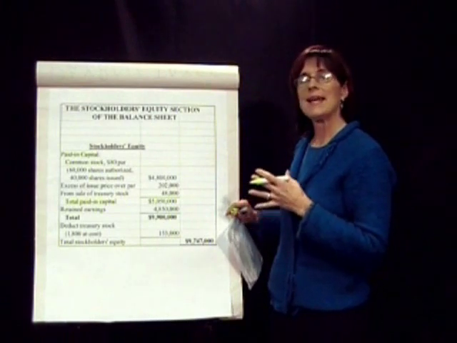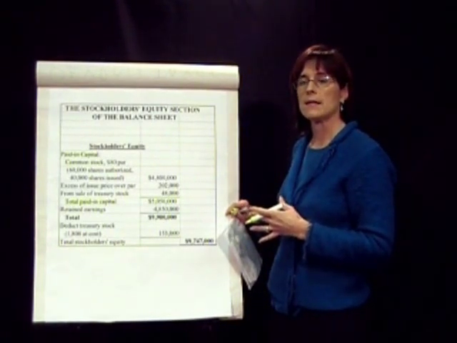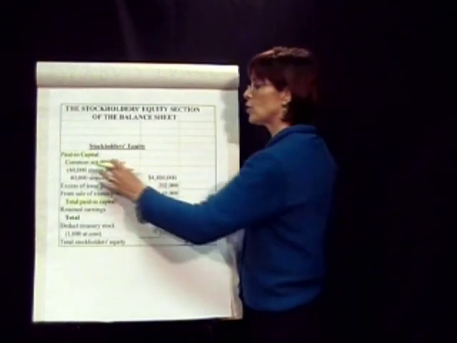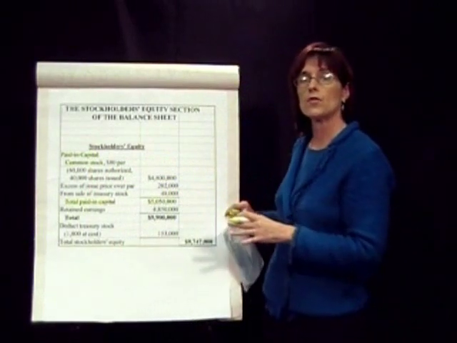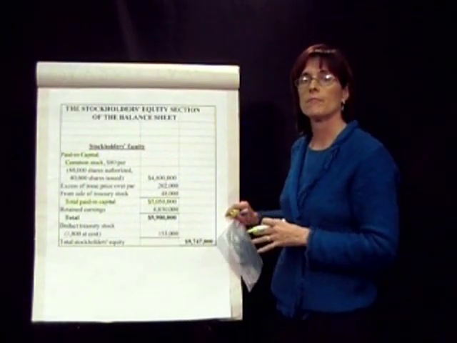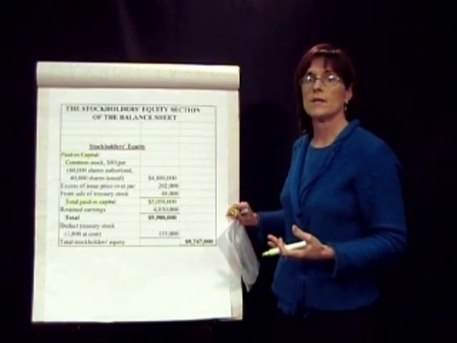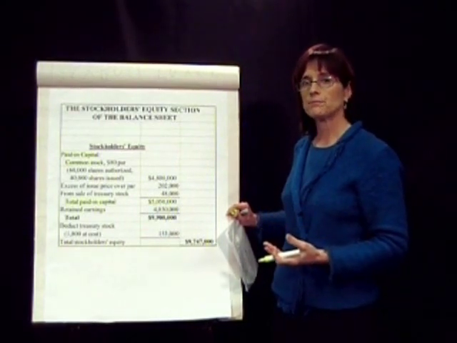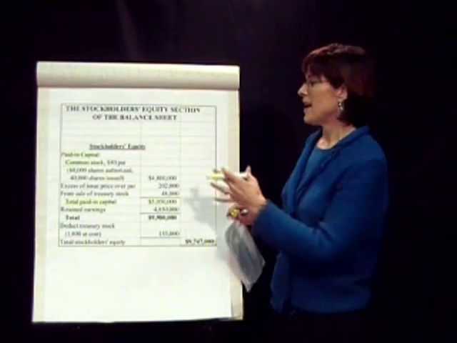In here we will see different classes of stock if the company has more than one class. But every corporation will have common stock. And you'll see that list up here first. Common stock is listed first in the paid-in capital section. Common stockholders are the owners of the company. They have voting rights. They also have a right to receive dividends if they're paid.